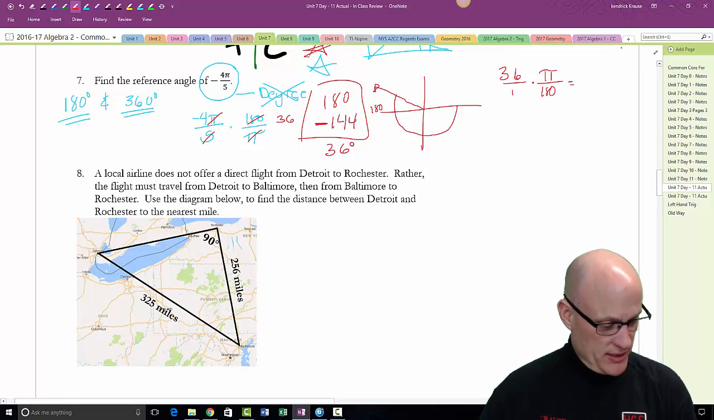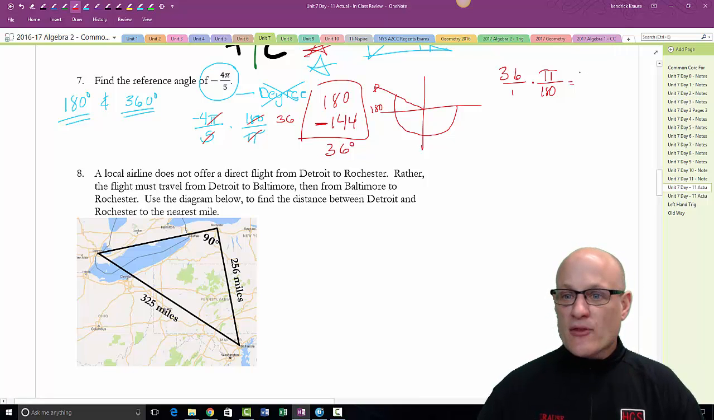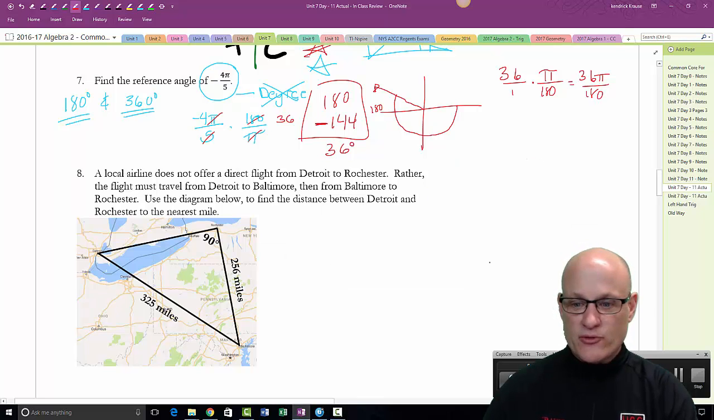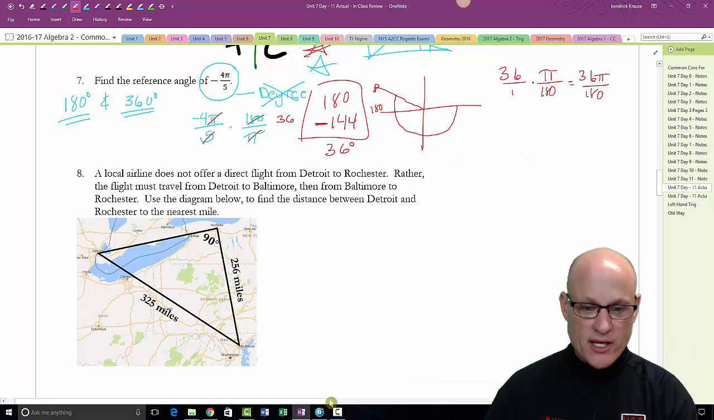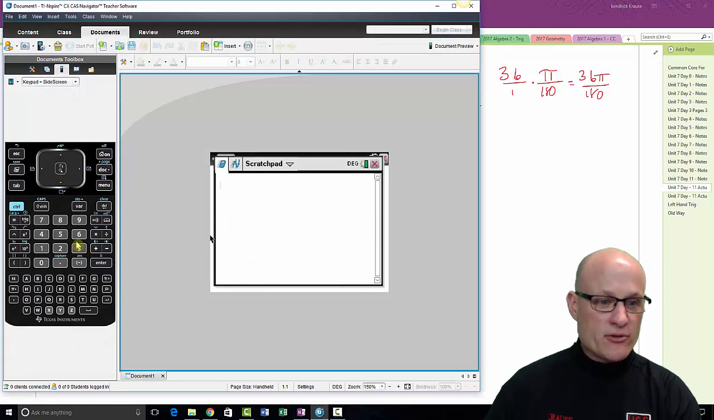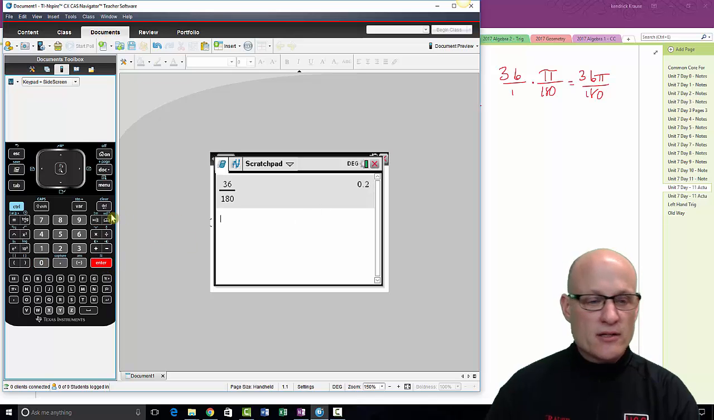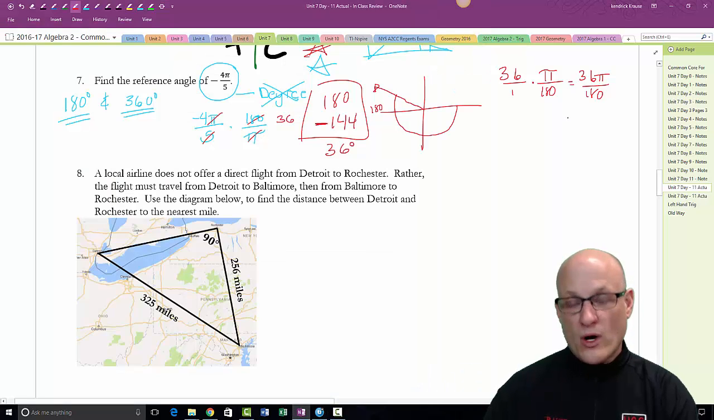So what I end up with is 36 pi over 180. Now don't leave it like that. If you can't reduce that quickly in your head, which most of you can, grab your calculator and do 36 divided by 180. It would tell you it's 1/5. So this is pi over 5.